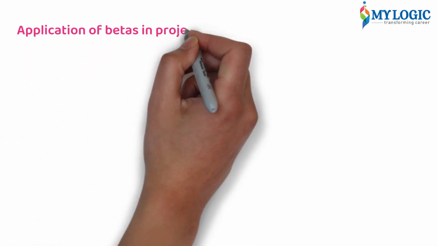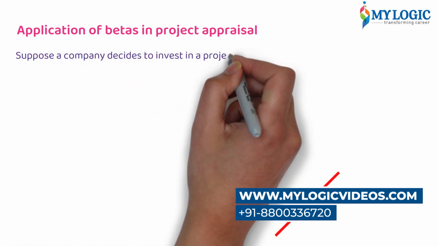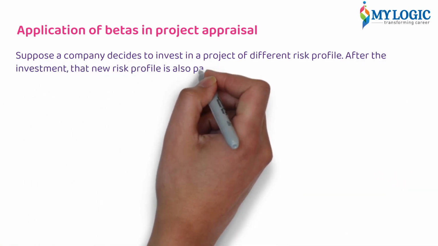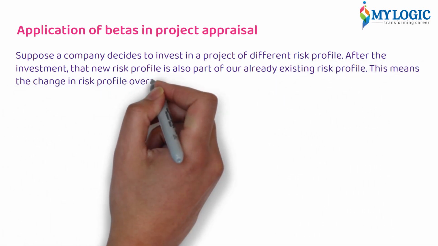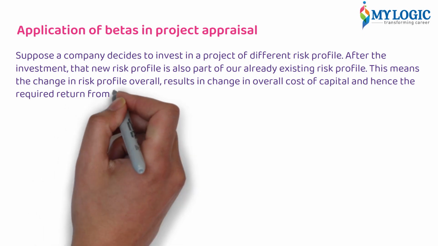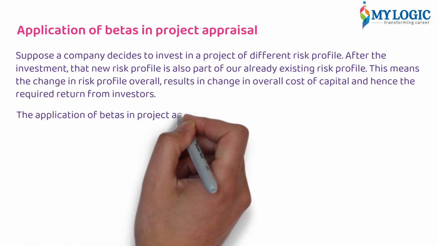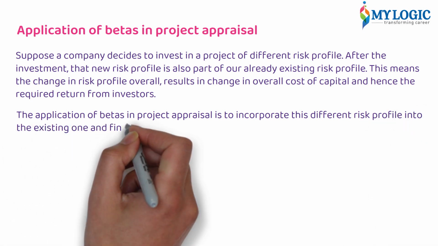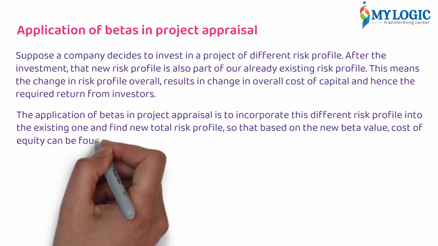Application of betas in project appraisal. Suppose a company decides to invest in a project of different risk profile. After the investment, that new risk profile is also part of our already existing risk profile. This means the change in risk profile overall results in change in overall cost of capital, and hence the required return from investors. The application of betas in project appraisal is to incorporate this different risk profile into the existing one and find new total risk profile so that based on the new beta value, cost of equity can be found out.